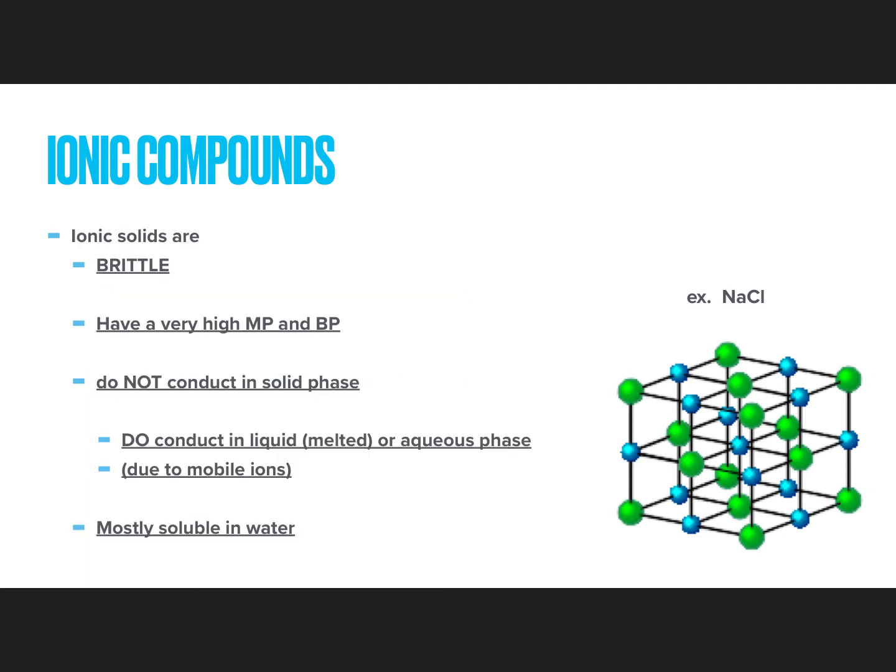Ionic compounds are solids that are brittle, meaning they don't bend very well, they mostly break. They have very high melting points and boiling points. They are non-conductive in the solid phase. However, if you dissolve them in water, you are able to free up the ions, and it will actually conduct in an aqueous phase in solution, or if you melt it into a liquid phase, the ions are then mobile. In the solid phase, they are not able to move, so it does not conduct. And most of these are soluble in water, although we will learn later on that some are not soluble.